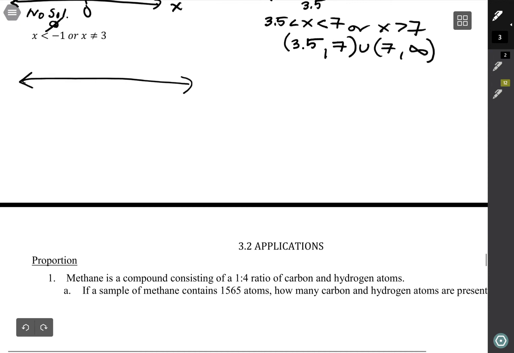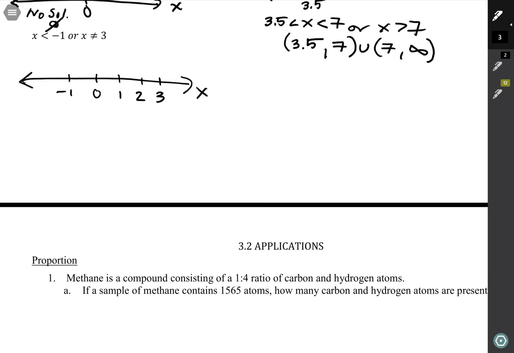Okay, so x, okay, so we want, let's put 0 here. So here's negative 1, 1, 2, 3. Okay, so we are looking at, where the heck did my color thing go? Oh, all the way down at the bottom. Okay, well, no colors because I lost the little thing. So x less than negative 1 looks like this. X not equal to 3 includes everything but 3.